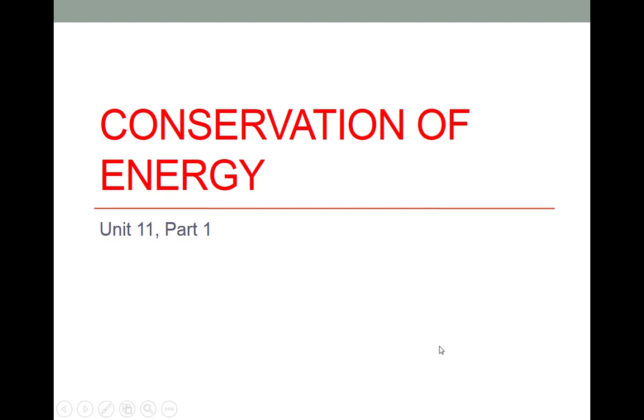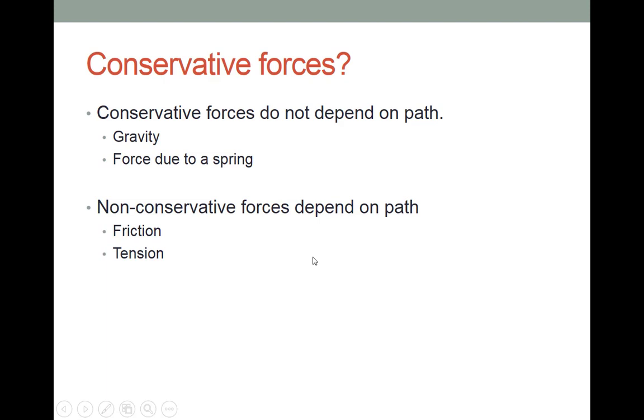Good morning. Welcome to the first part of Unit 11. In this part, we are going to look more specifically at conservation of energy. And for conservation of energy, we're going to begin by reviewing conservative forces and non-conservative forces.